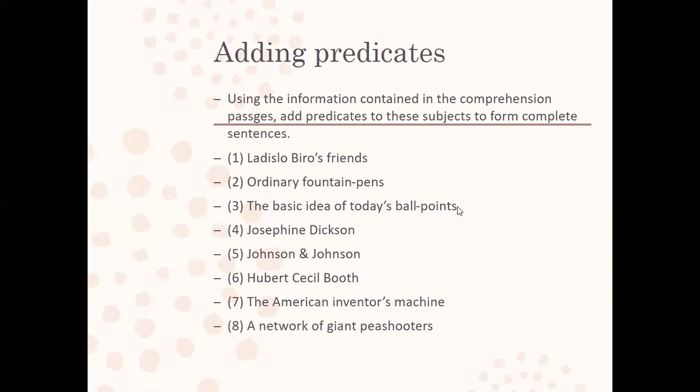Who gave it? You can make it a passive sentence: was given by the Ladislas Bureau. Josephine Dixon married a man who worked for a company that manufactured gauze and adhesive tape called Johnson and Johnson. But sir, that's too long. We can also write: Josephine Dixon married a man who invented the band-aid.